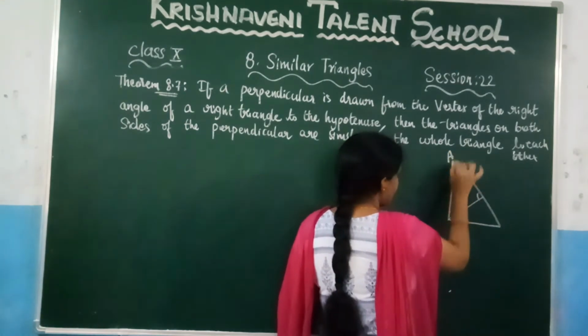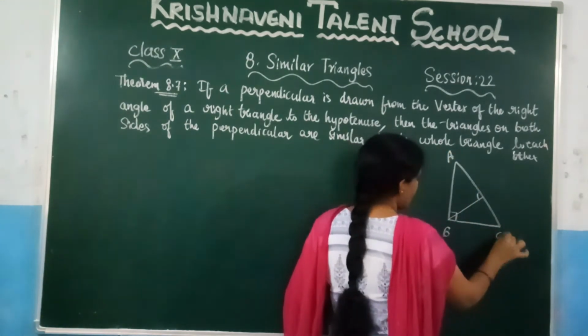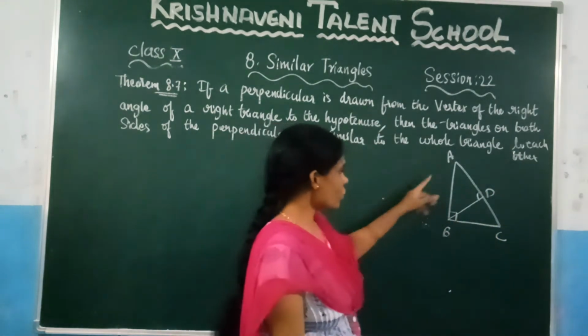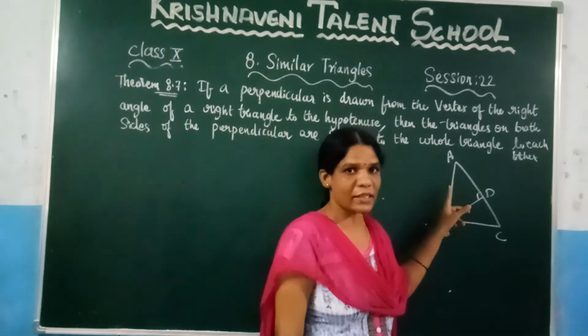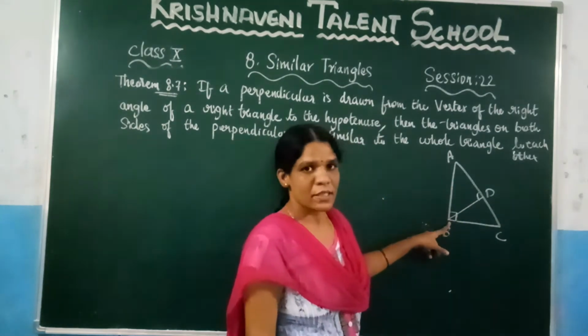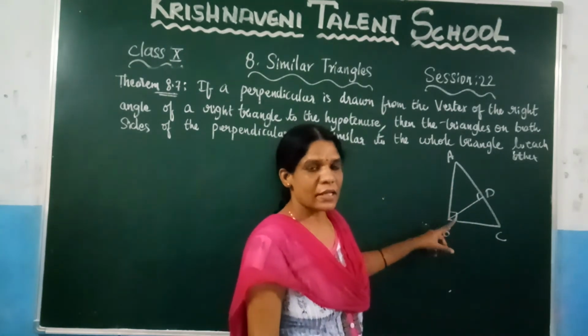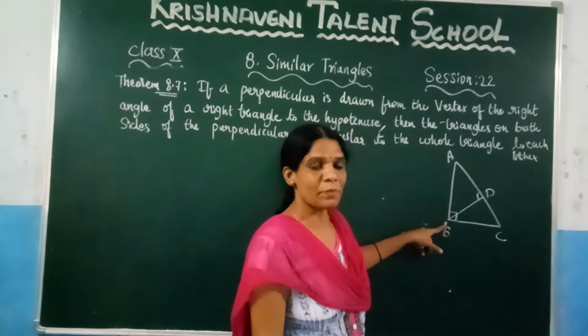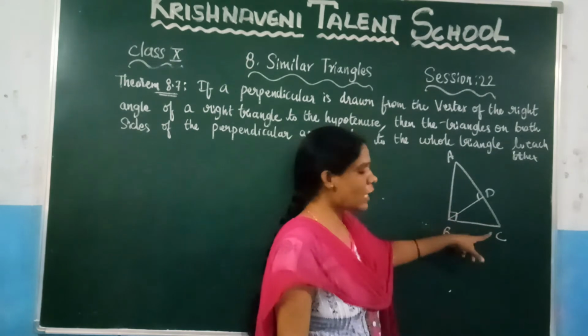Let us name it as A, B, C, D. Right? This is what they have given here. So you need to consider here one right angle triangle, right angle at B. Since here at B the right angle is there, at this vertex you need to draw here one perpendicular line to that of the hypotenuse.